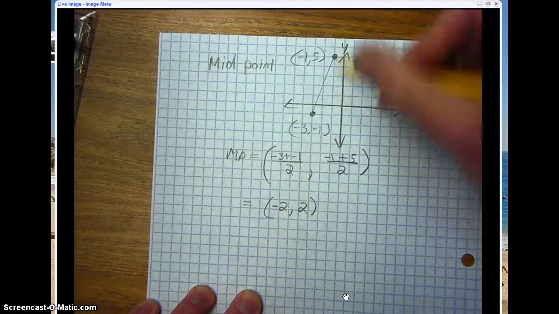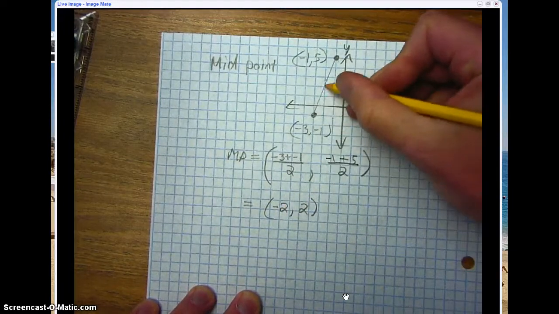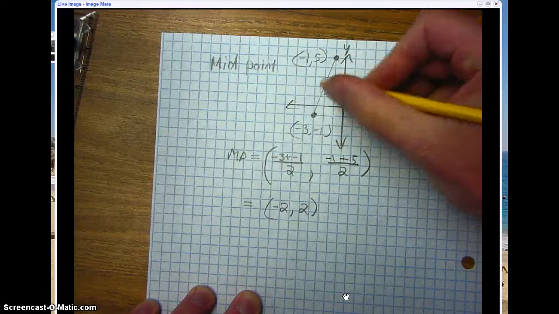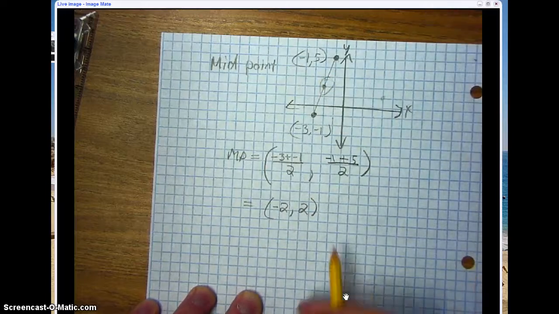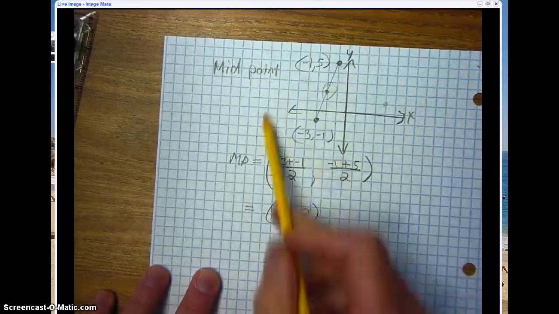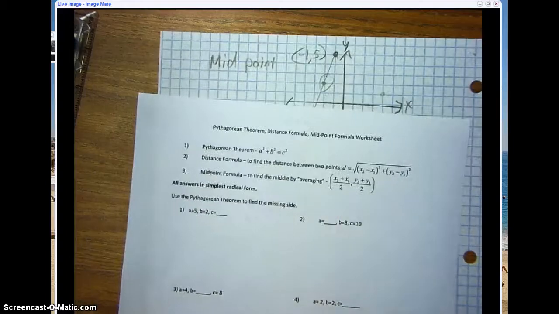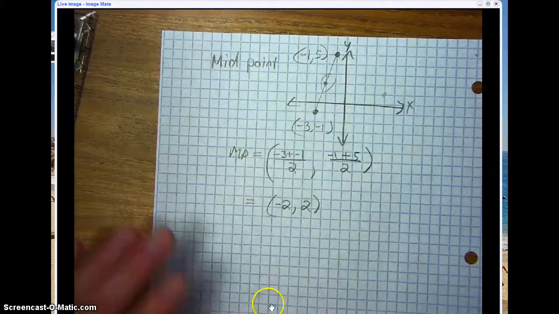And let's just see if that's right. Negative 2, 2 is located at negative 2, 2. Wow. Looks like that's the exact middle. That's the midpoint formula. And that's all you're doing today, except instead of doing it with a graph, you're using the midpoint formula. Yes, you have to memorize these for the test.